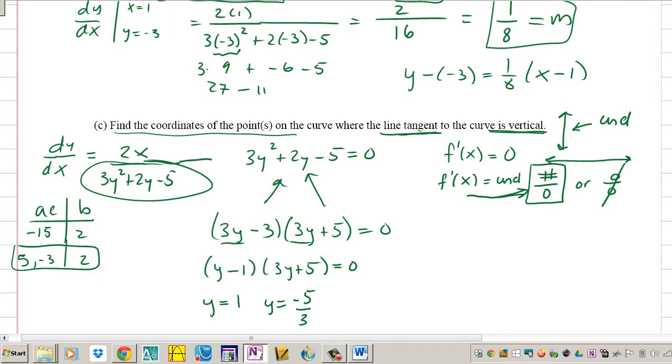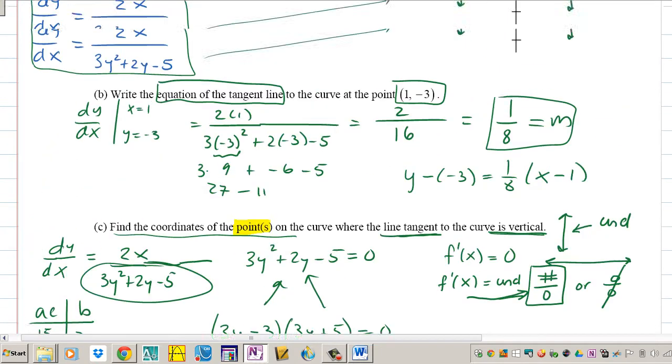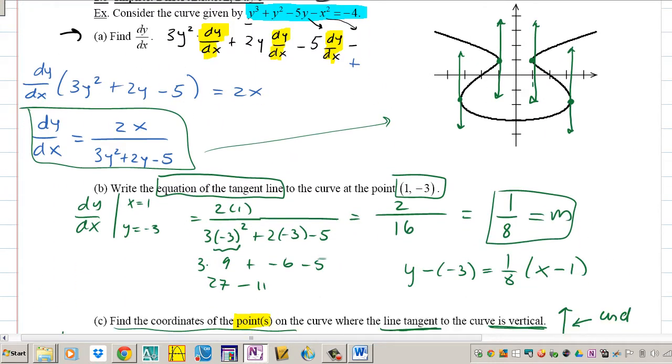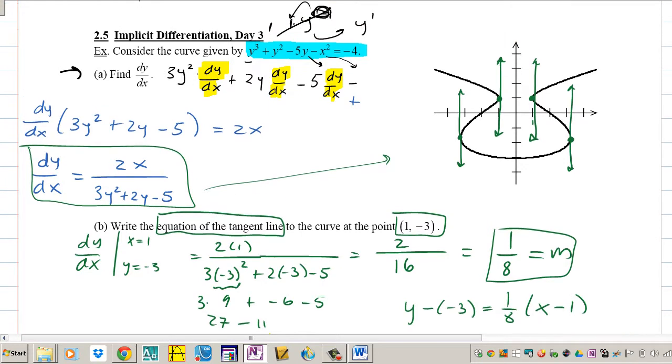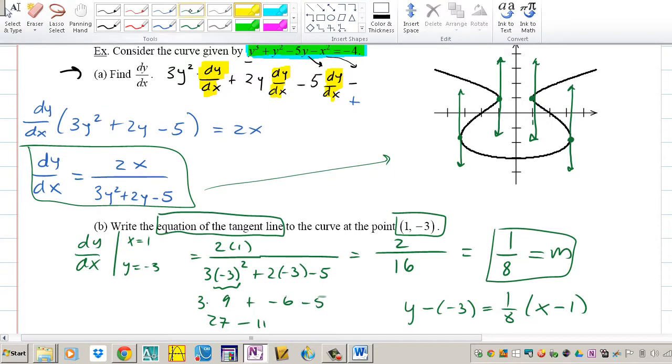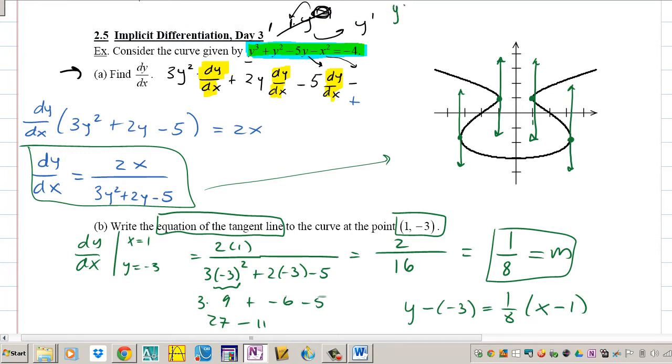Okay, I'm running out of time. These are my y values. Okay, notice I want the points. On the graph, I have 4 points. Obviously, it's 4 points. So I'm going to get this equation and plug in my y values: y is equal to 1, and y is equal to -5/3.